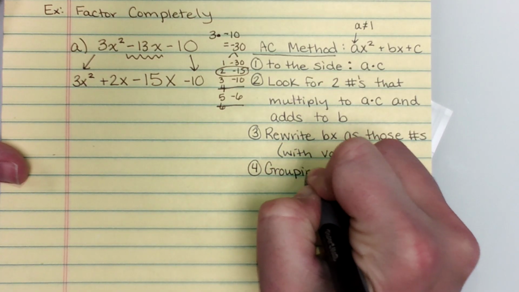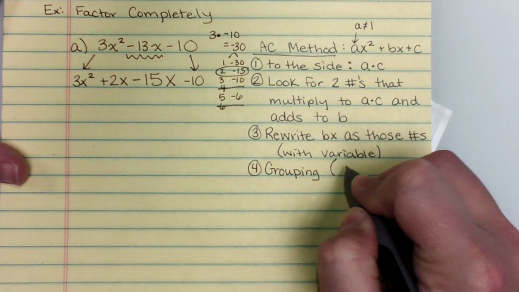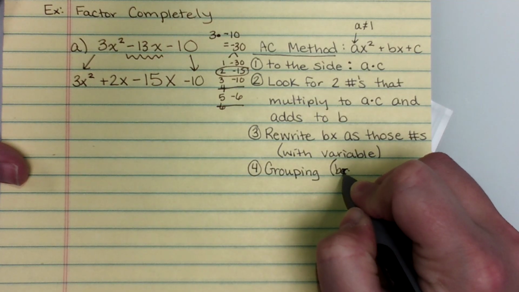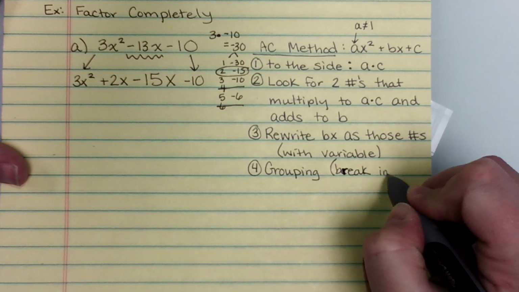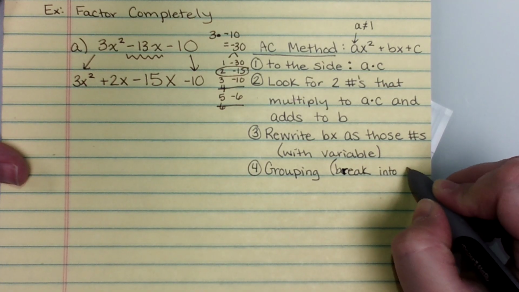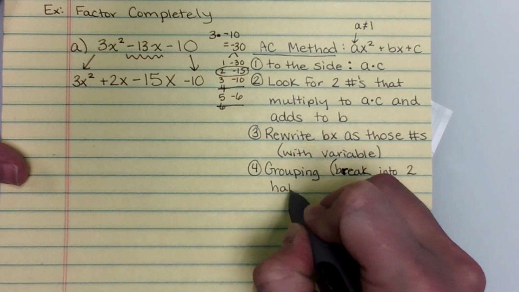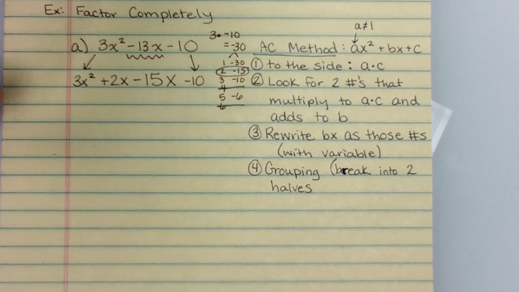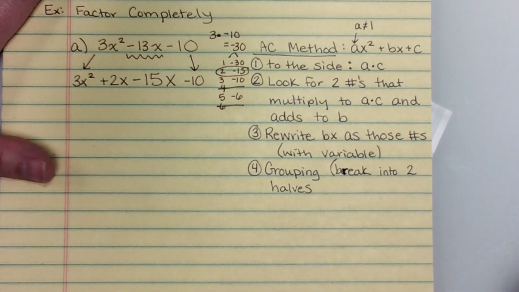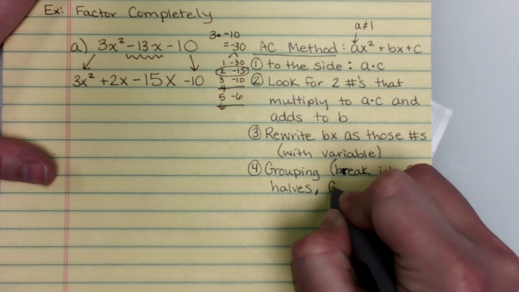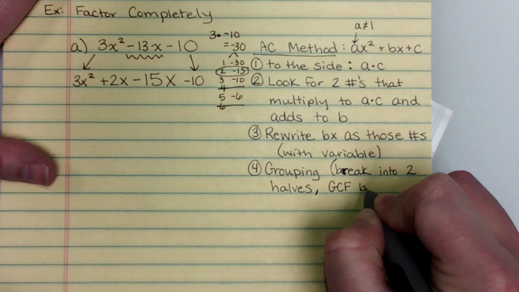Factoring by grouping is this idea that you can break something like this into 2 halves. If it's only got 3 terms, can you break 3 terms into 2 halves really nicely? No, but can you break 4 terms into 2 halves? Yeah, 2 and 2. You break it into 2 halves and GCF both of them.